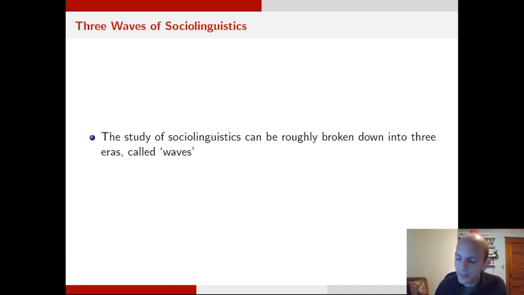In particular, we're going to be looking at the history of sociolinguistics through three eras. We're going to look at three main eras or waves, they've been called, three waves of sociolinguistics. That's a term coined by Penny Eckert, I believe. I'm not actually sure if it's coined, but she uses it a lot anyway and has written about these three different waves of sociolinguistics.